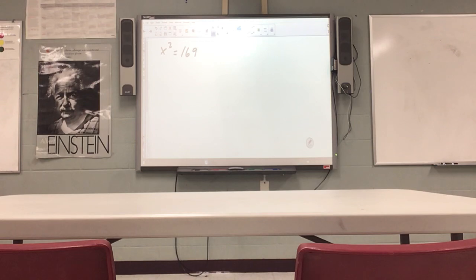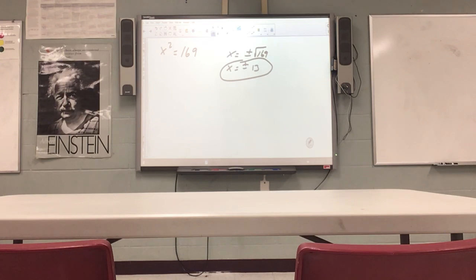The X is all by itself except for that squared button. So how do you undo a square? Square root. So X is going to be whatever the positive negative square root of 169 is. I don't think I went that far on my list, but that one would make the list. Anybody know what number times itself equals 169? 13. Very good. That's it. That's your answer. There was nothing else going on to undo.